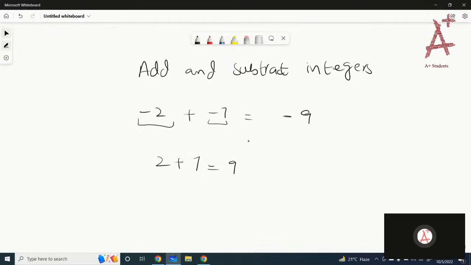Okay, the next one is 5 plus 1. 5 plus 1 equals, they are two integers with positive signs, so you have to add them. So 5 plus 1 is 6. Got it?